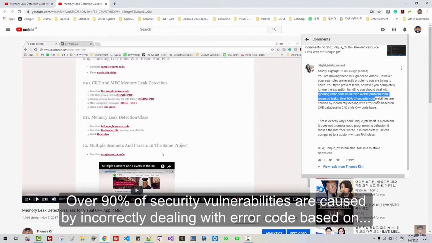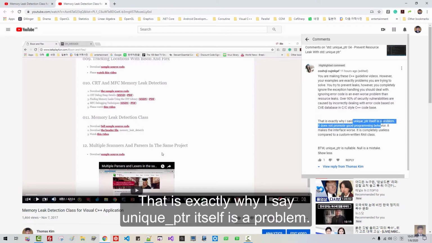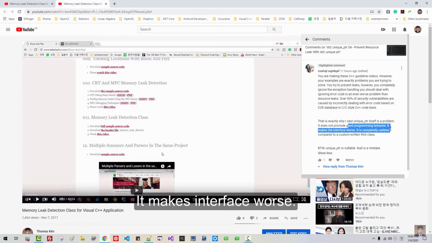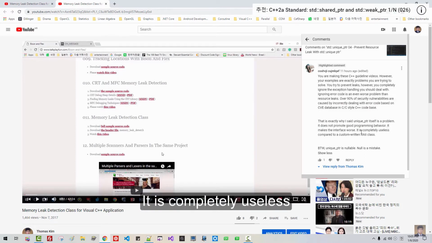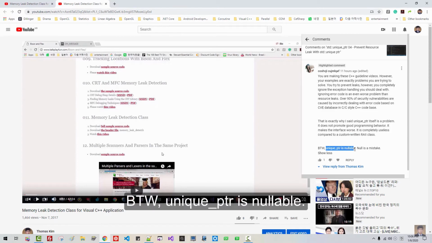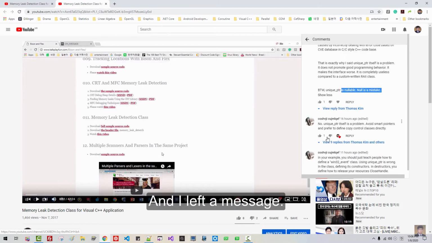Over 90% of security vulnerabilities are caused by incorrectly dealing with error code, based on the CVE database in C++ style codebases. That is exactly why I say unique_ptr itself is a problem. It does not promote good programming behavior. It makes the interface worse. It is completely useless compared to a custom-written RAII class. BTW, unique_ptr is nullable. Nullable is a mistake. He totally misunderstands what unique_ptr is, and I left him a message.